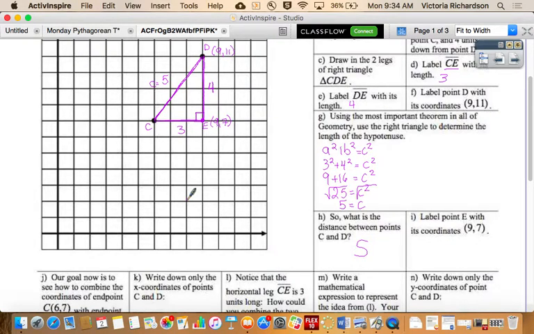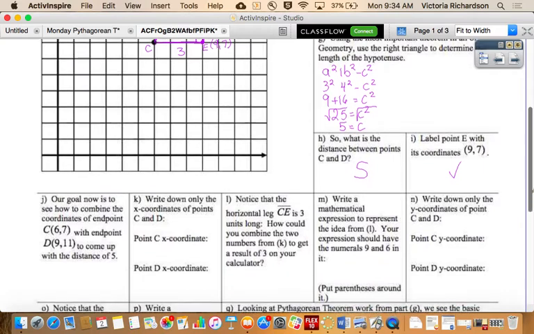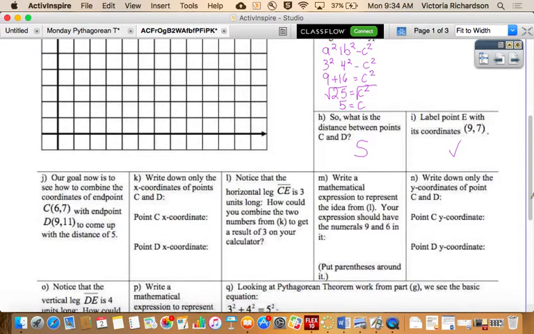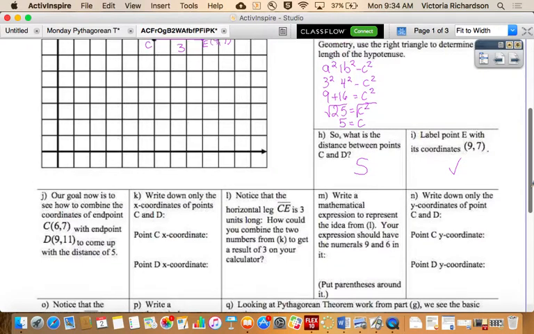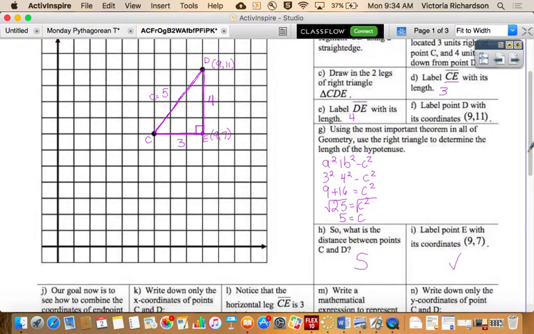So we did that. And then we're going to go down to J. So it says our goal now is to see how to combine the coordinates of endpoint C, which is 6, 7, with endpoint D, which is 9, 11, to come up with a distance of 5. So we want to use our points. All right, so this is the point 6, 7, and this is the point 9, 11, and we need to figure out how we can use those 2 points to come up with C equals 5, instead of having to use Pythagorean theorem. Because if you noticed, it took a little while.